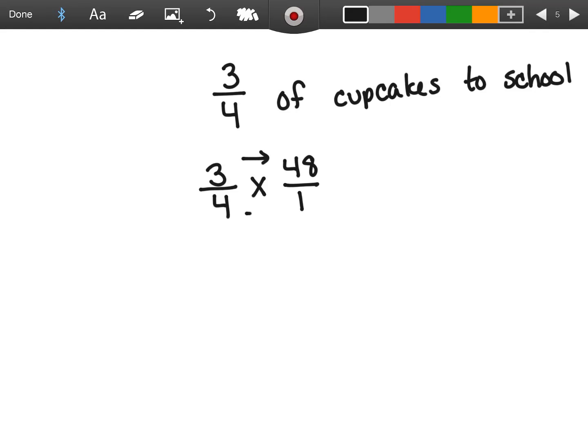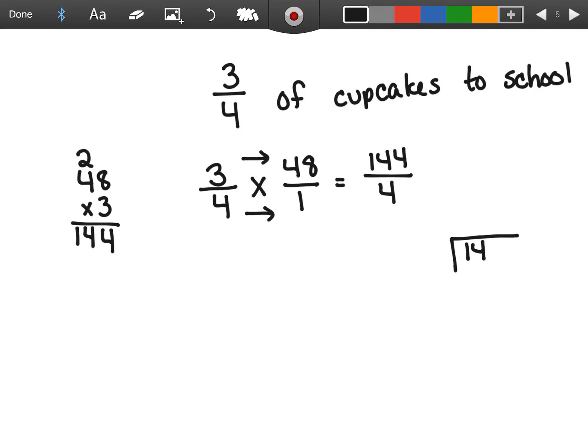Now we multiply across. Now I don't know what 48 times 3 is, so I'm going to go over to the side and put 48 times 3. 3 times 8 is 24, carry the 2, and 3 times 4 is 12, plus 2 is 14, so 144. 4 times 1 is 4. Now we can simplify this fraction by turning it back into a mixed number using division.